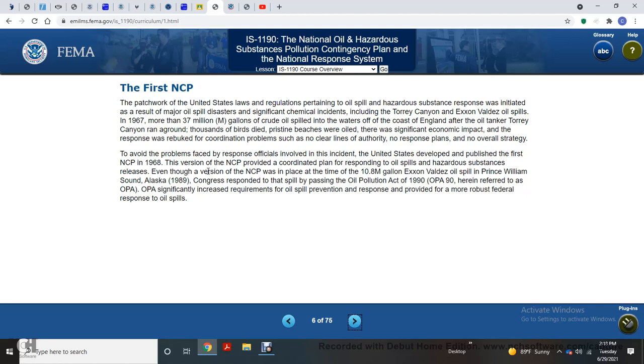The first version of the National Contingency Plan provided a coordinated plan for response to oil spills and hazardous substance releases. Even though a version of the National Contingency Plan was in place at the time of the 10.8 million gallon Exxon Valdez oil spill in Prince William Sound, Alaska, Congress responded to the spill by passing the Oil Pollution Act of 1990, herein referred to as OPA. The Oil Pollution Act significantly increased requirements for oil spill prevention and response and provided a robust federal response to oil spills.